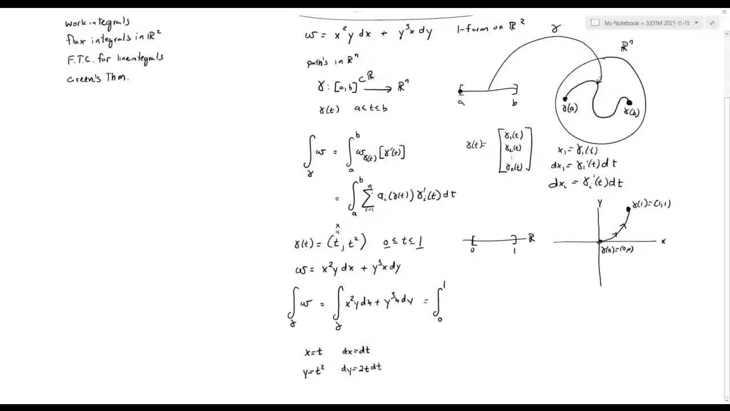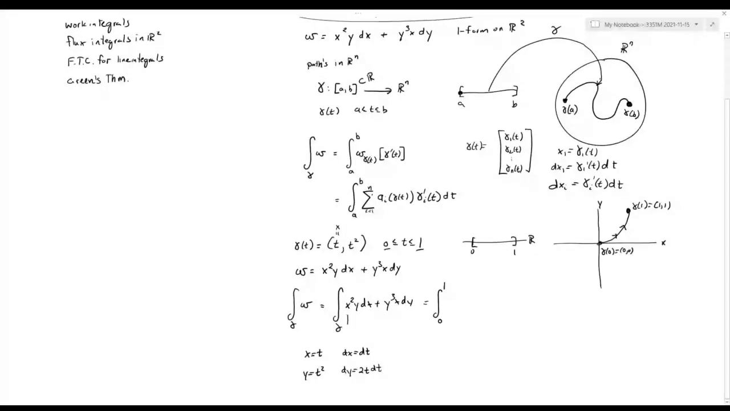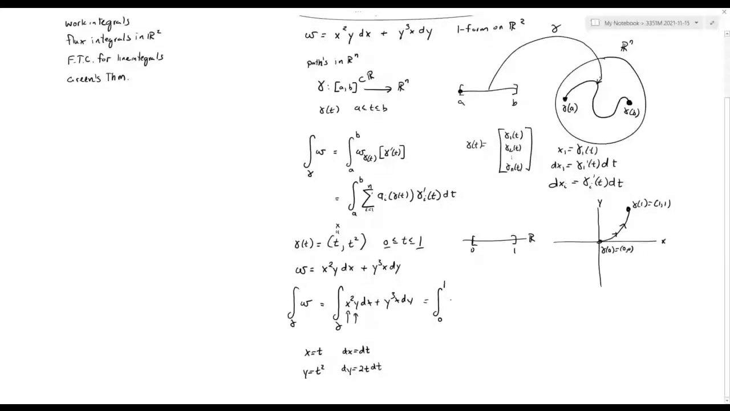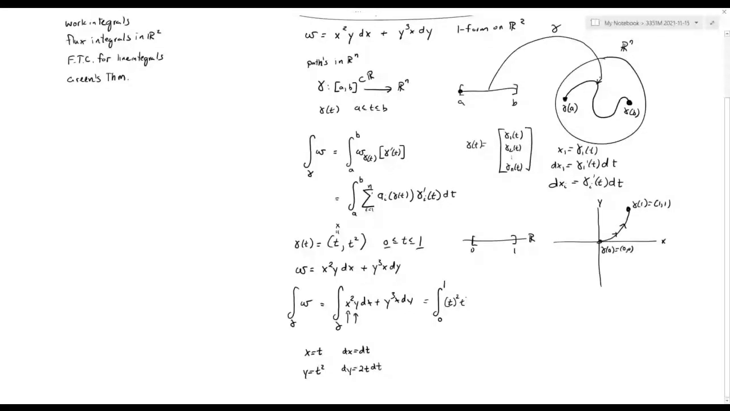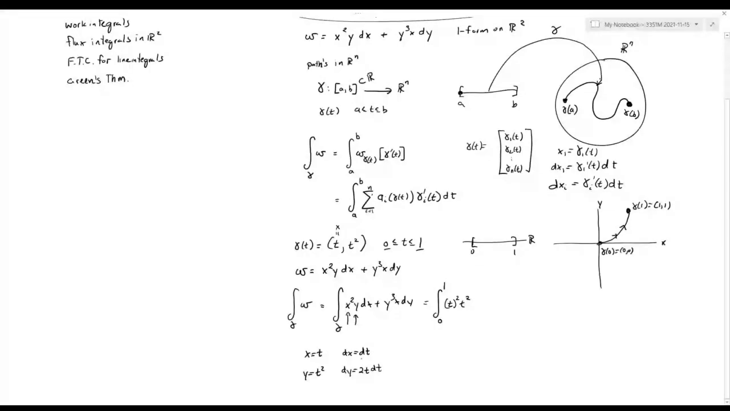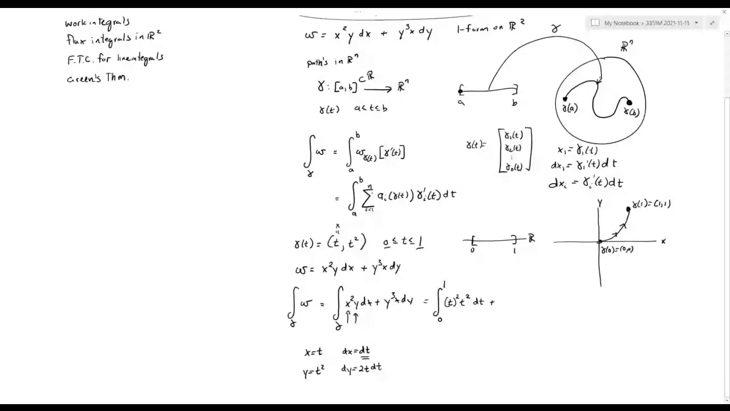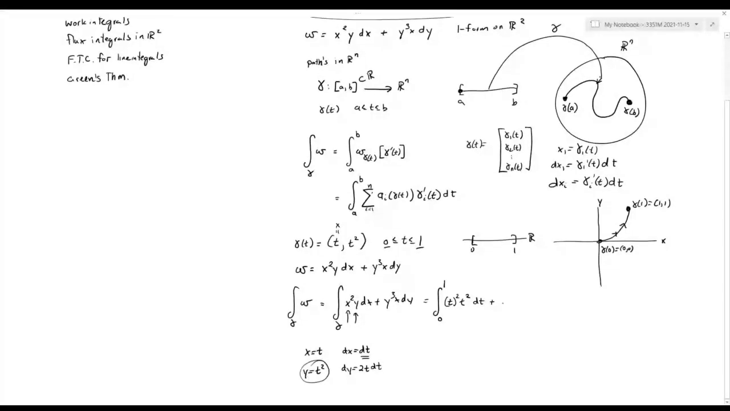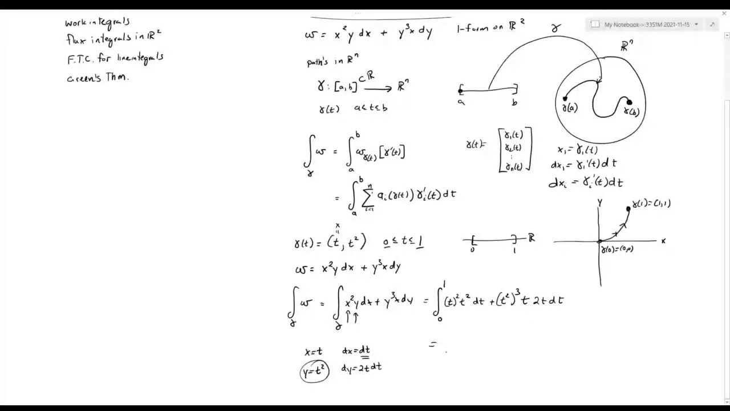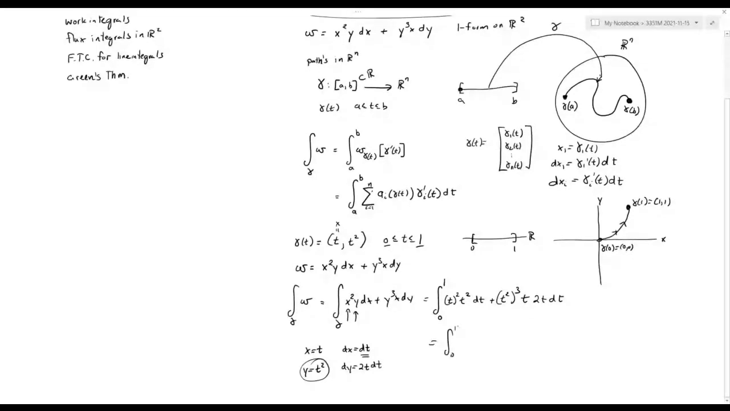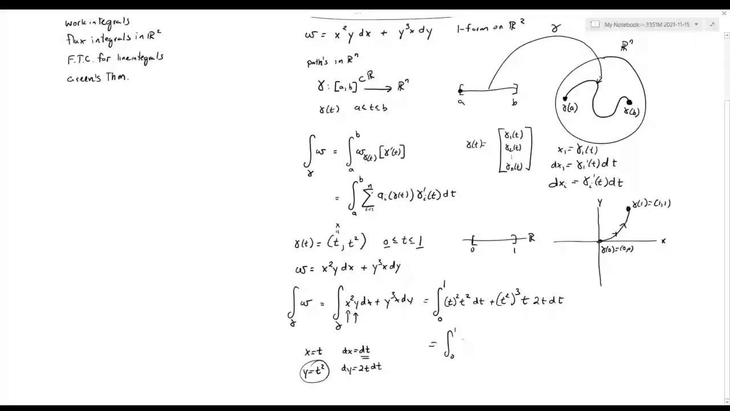So here we get x squared times y. So x is t, y is t squared, and then dx is just dt. Plus y cubed, y is equal to t squared, times x, where x is t, and dy is 2t dt. So you've essentially pulled this back to be just a regular integral of one variable.